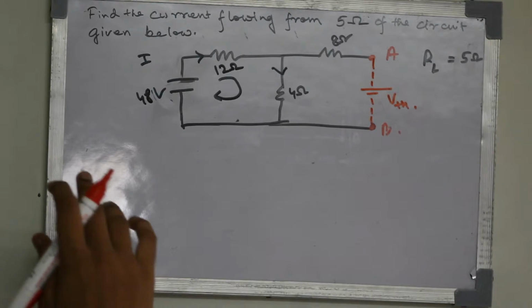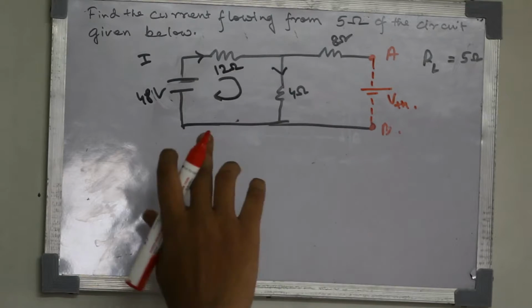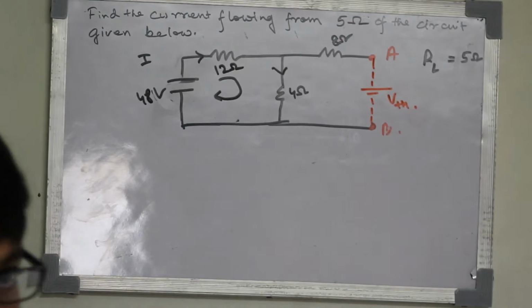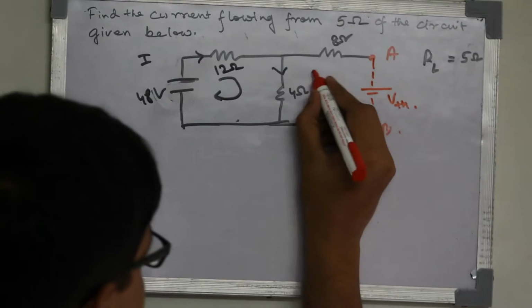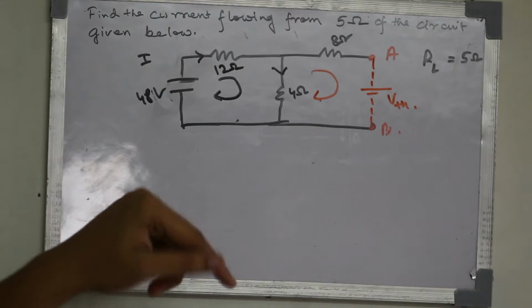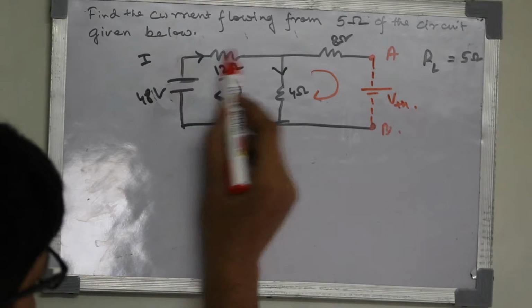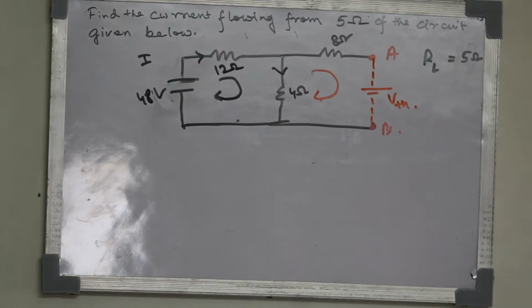When we are taking a mesh, we have to take the mesh such that one of the meshes covers VTH. Here there are 2 meshes, 1, 2, and the whole is another mesh. There are 3 meshes, so for easy calculation I am taking this mesh, and we are taking it clockwise. Previously we showed that the current flows from here to here, and this comes here because this circuit is open. We will do it the same way this time also.